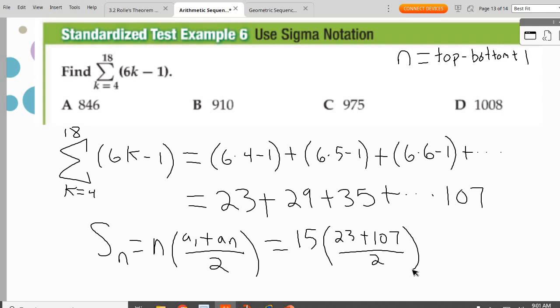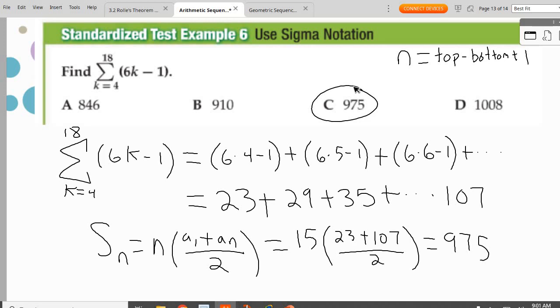So then we just plug all this in. What is 23 plus 107, divided by 2? 65. Times 15? 975. 975, which is C. If this was the ACT, I would have gotten it right, because I would just put C. Well, there you go. All right, what questions do we have there?